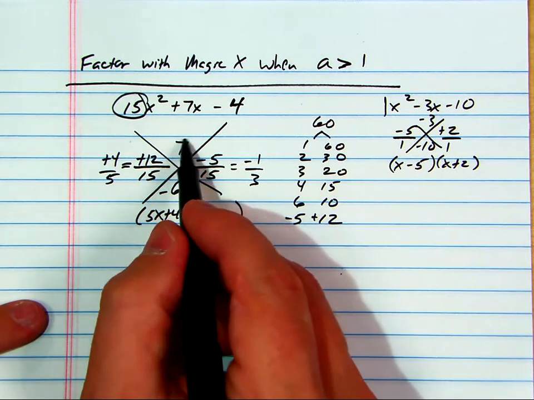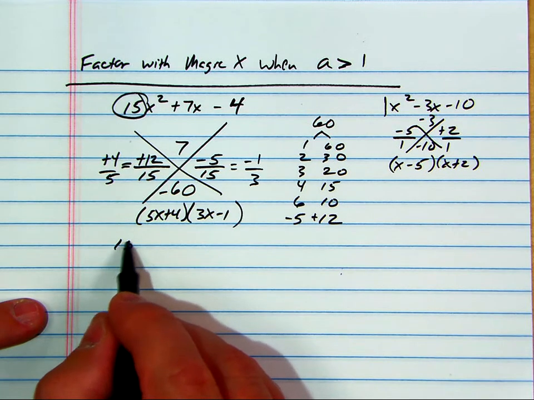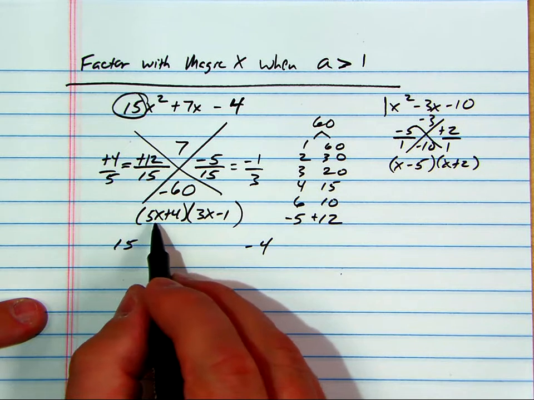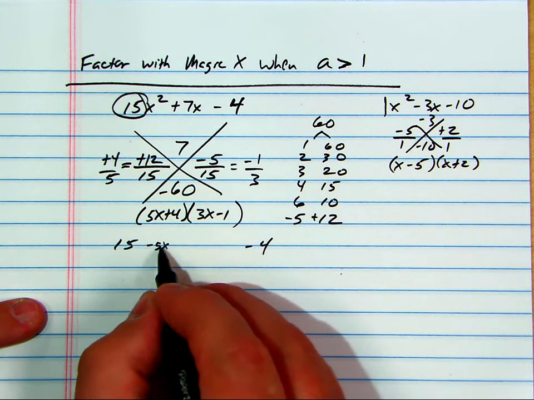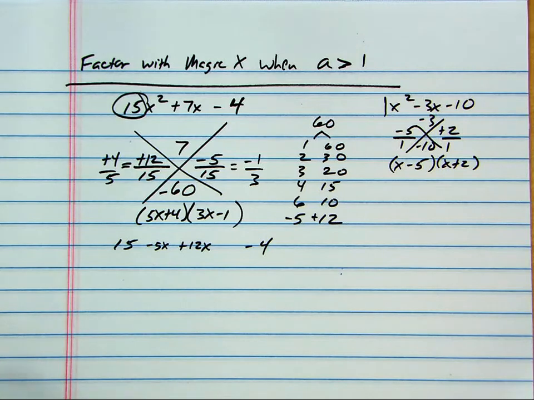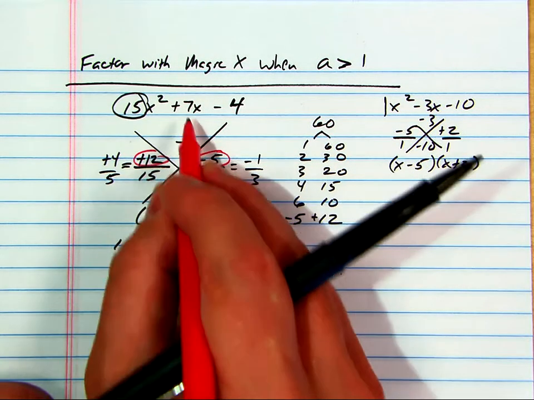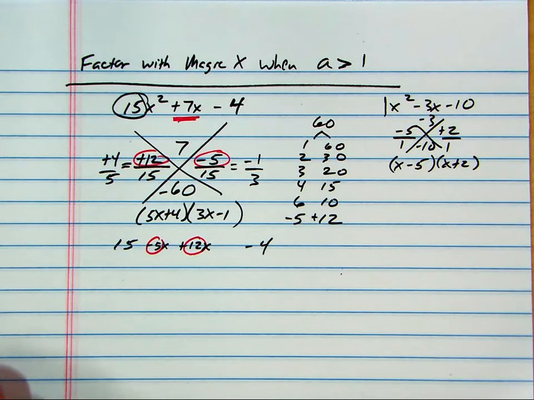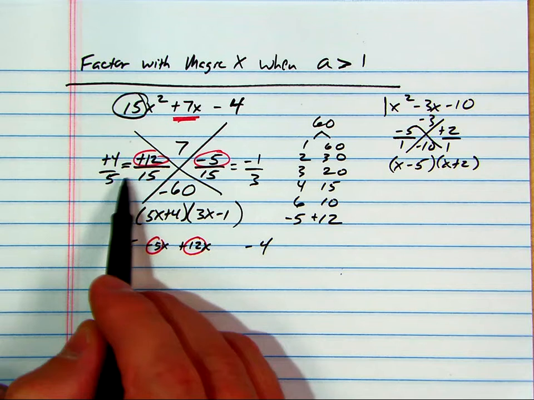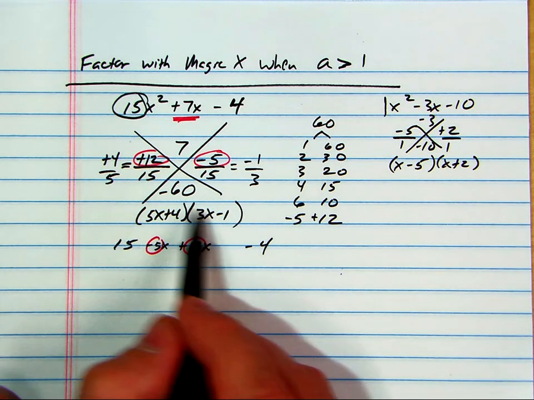Okay, the reason we're looking for that 7 is, 5 times 3 is 15, and 4 times 1 is negative 4. But look at what happens in the middle. It's minus 5x and plus 12x. That's what we're trying to find, these two numbers right here that combine together to get us to the 7. So we're doing that process in reverse, and it's really easy by dividing by the leading coefficient and reducing the fractions to make your binomials.